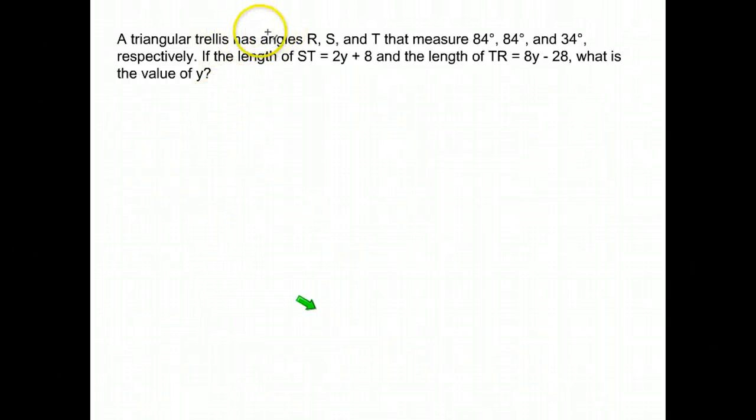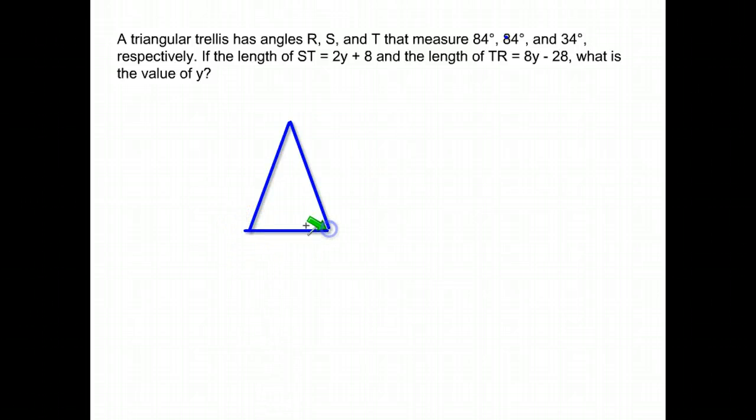Here we have a triangular trellis, RST, that measures 84, 84, and 34 degrees respectively. Okay, so we have a triangular trellis. Notice 2 of the angles are the same. So I'm going to try and draw the triangle. What kind of triangle has 2 angles the same? Remember we talked about isosceles triangles. If you have 2 sides the same, you also have 2 angles the same.